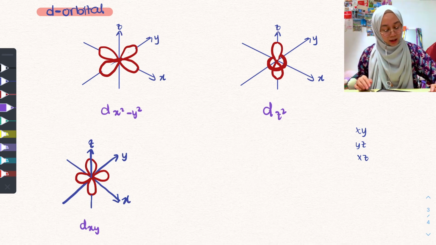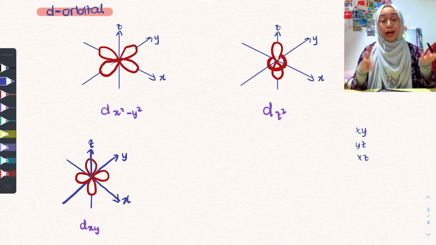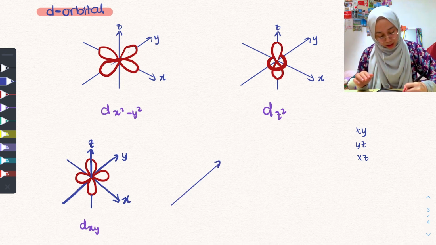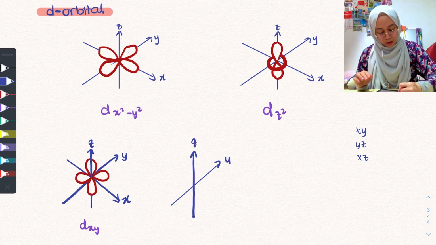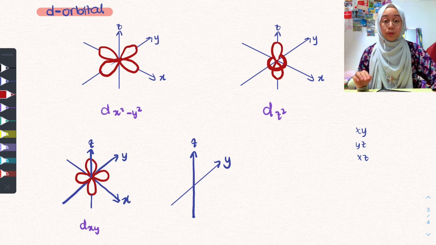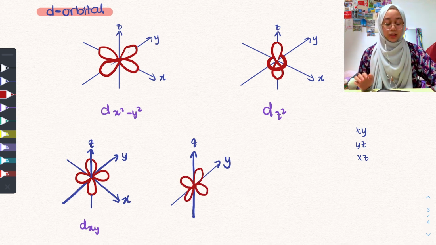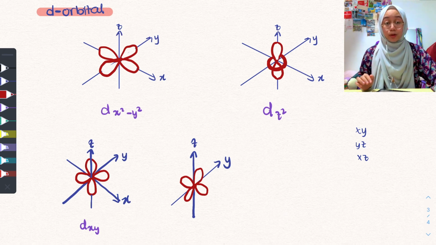Okay, and then let's say you want to draw the yz pula. So again, this time around, just draw the y and z axis. Okay, so the y axis is like this, and then the z is the one yang vertical kan. Okay, so you have your z and y, so you just draw the orbital between the axis. Okay, so the orbital, okay, so dia lebih kurang macam tu lah rupa dia, and then barulah kita draw kan yang the x-axis.